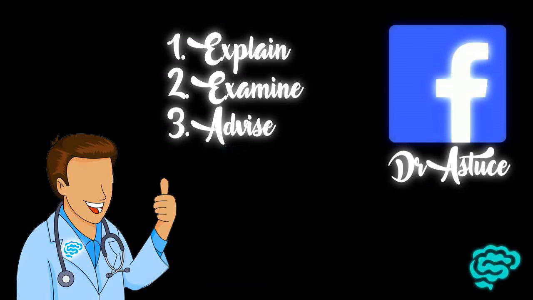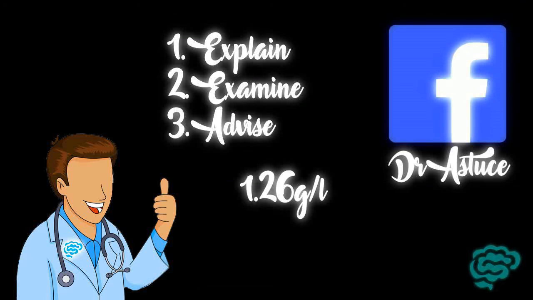According to the World Health Organization, there is diabetes when fasting blood glucose level, tested twice with a 15 days interval, is superior or equal to 1.26 gram per liter.